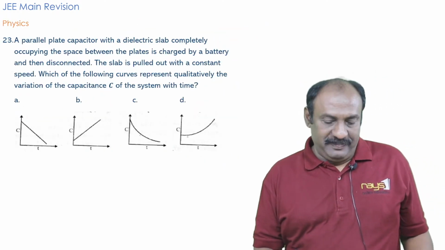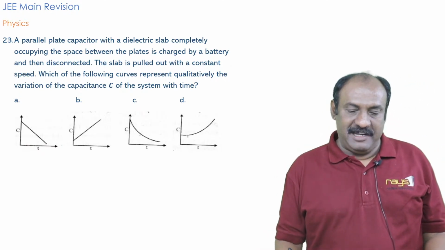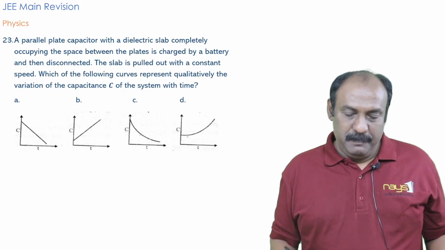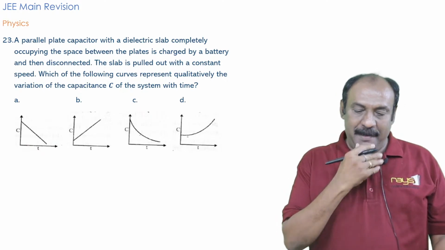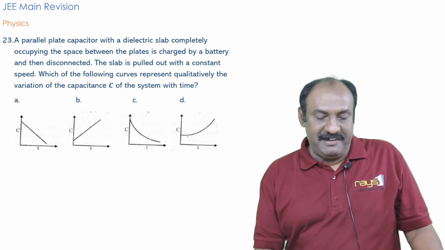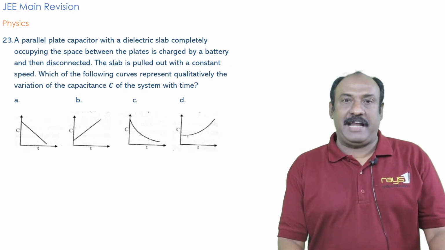Question number 23. A parallel plate capacitor with a dielectric slab completely occupying the space between the plates is charged by a battery and then disconnected. The slab is pulled out with constant speed. Which of the following curves represents qualitatively the variation of the capacitance of the system with time?